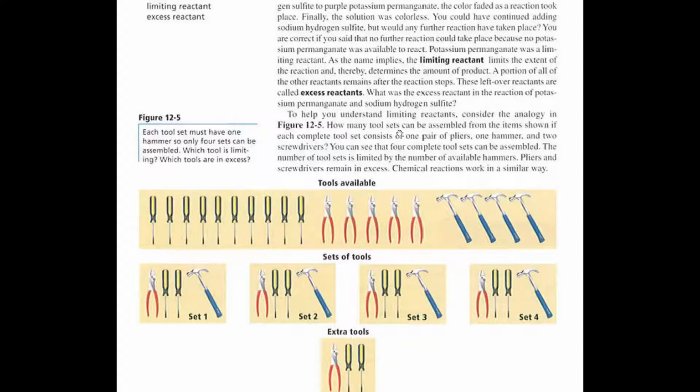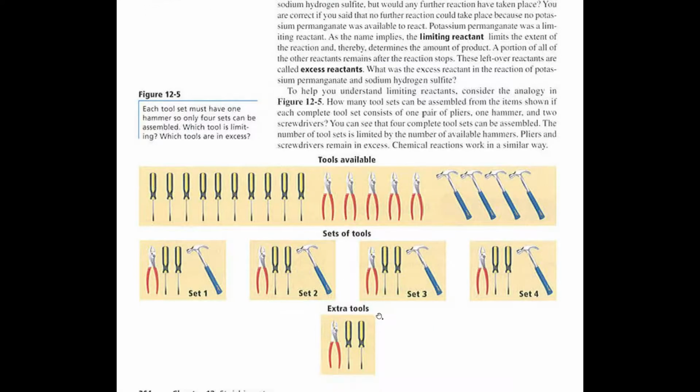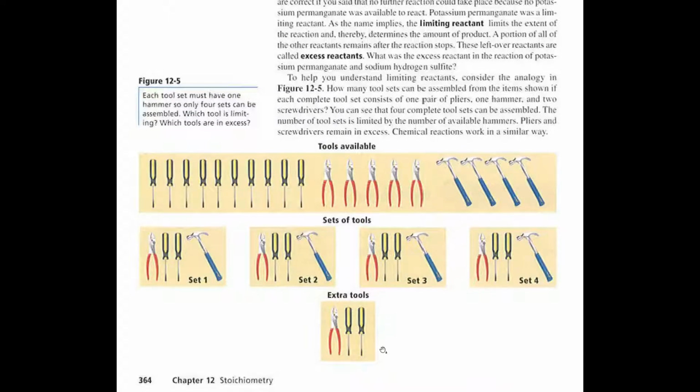So Cameron gets on his way and he starts making his sets of tools. He makes 1, 2, 3, 4, and he's on the 5th one, but he notices he doesn't have enough hammers to make a 5th tool. He even has enough screwdrivers and pliers to make a 5th tool set, but he does not have enough hammers. Therefore, in this case, the hammer would be a limiting reactant in making these tool sets. He can only make as many tool sets as there are hammers. It doesn't matter if we had a whole truckload of screwdrivers, we can only make 4 sets of tools because we only have 4 of these hammers.